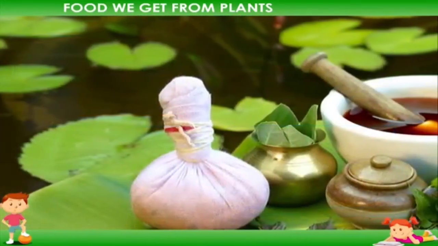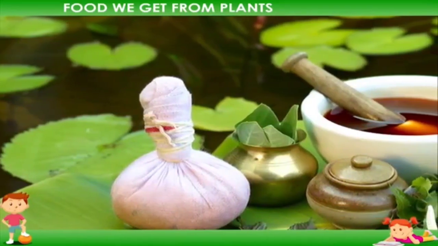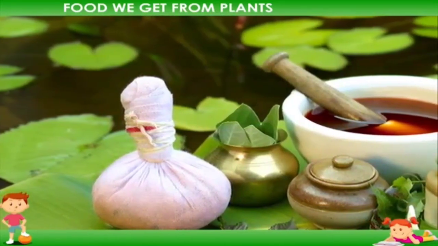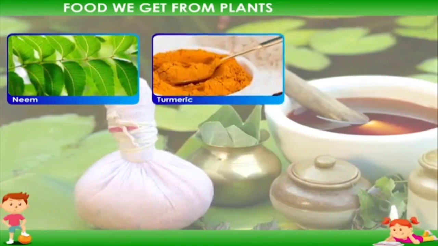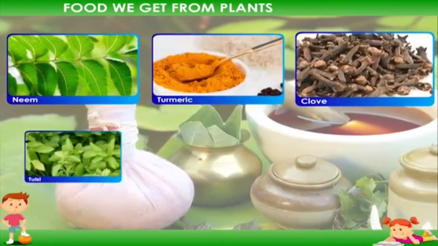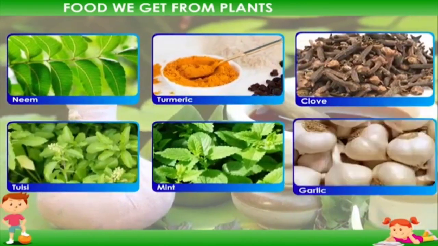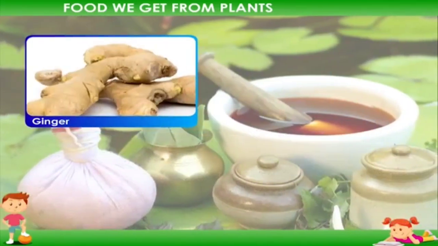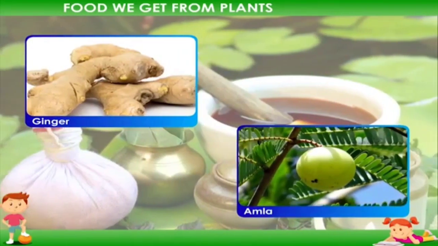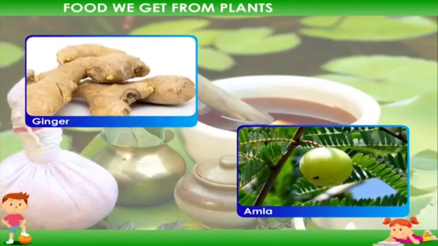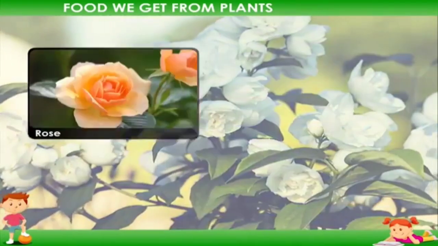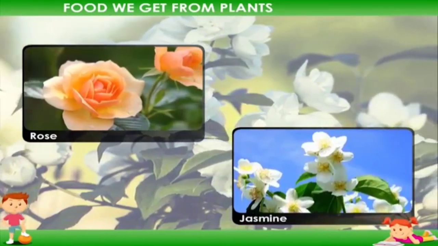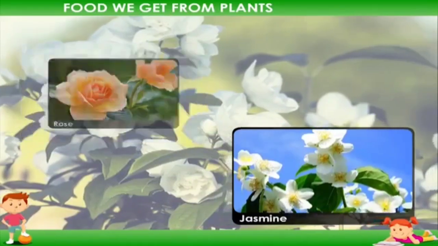Many plants are used as medicines or to make medicines. Plants like neem, turmeric, clove, tulsi, mint, garlic, ginger and amla, etc. are used for medicinal purposes. Flowers like rose and jasmine are used for making perfumes.